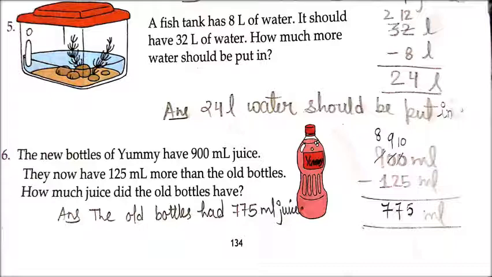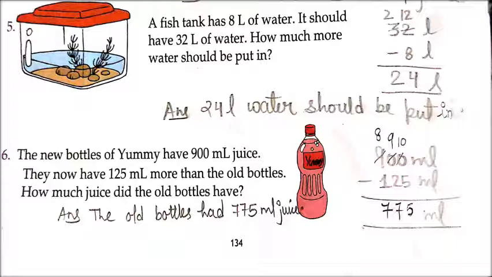Now 2 is left at tens place. So write 2 here. And below the liters write liters in the answer. Now children, your answer will be 24 liters of water should be put in.